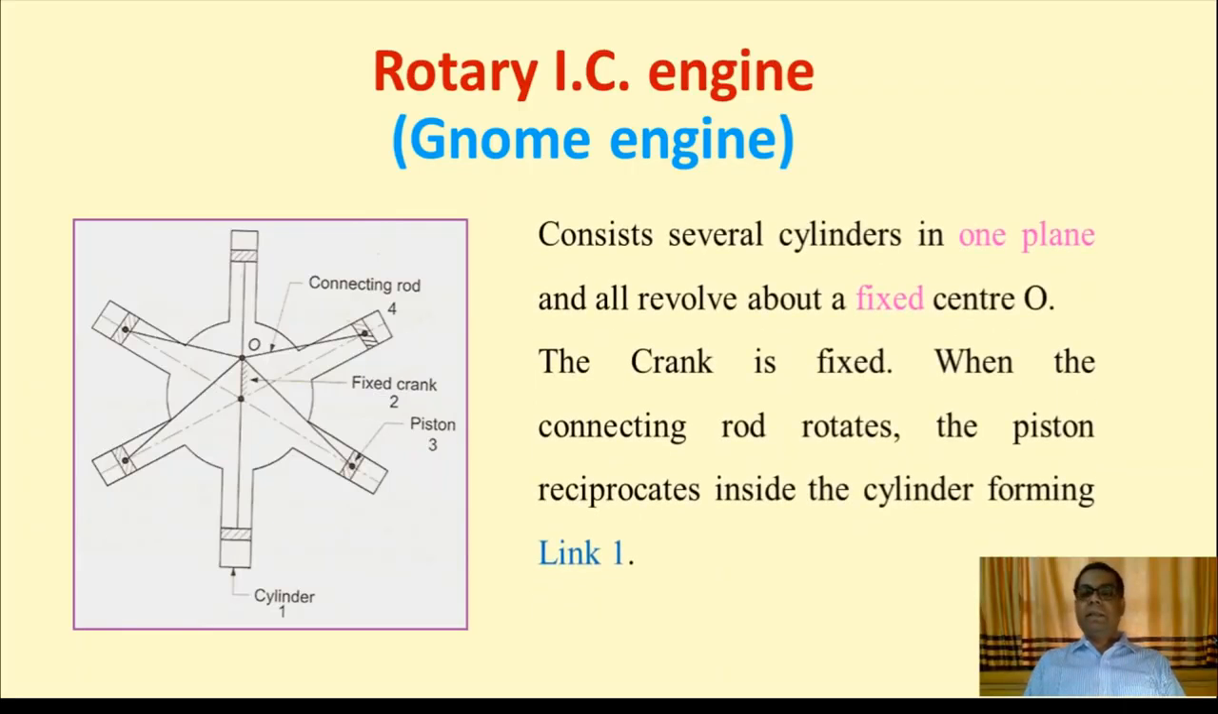Now, it consists of several cylinders in one plane, and all revolve about a fixed center O. The crank is fixed over here. Crank means you can see the fixed crank. When the connecting rod rotates, the piston reciprocates inside the cylinder, producing a rotary motion in link 1.